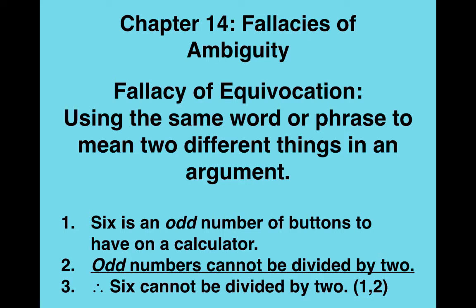If we were not to identify the ambiguity in the word odd, it may appear that the conclusion follows from these two premises. However, it should be obvious, I think, in this example that 6 in fact can be divided by 2. So the conclusion is not true because we have relied upon ambiguous language. So this argument commits the fallacy of equivocation.